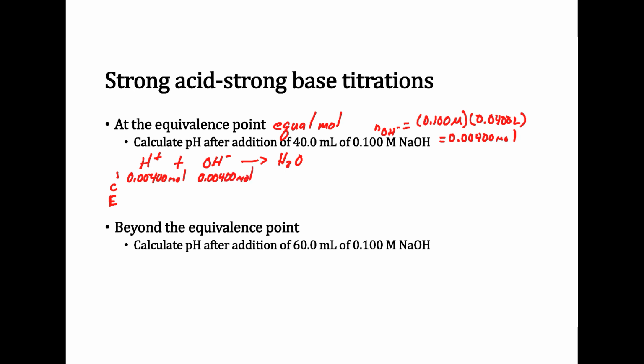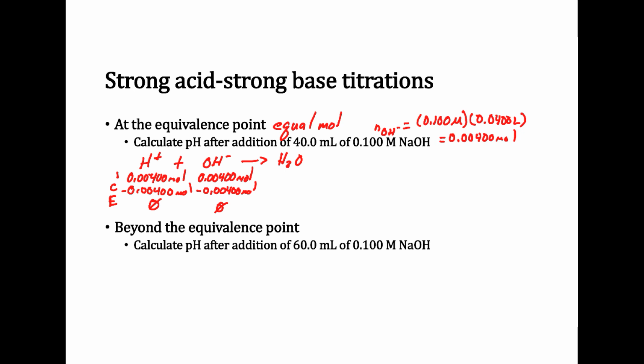So again, I told you that you would subtract off the smaller molar amount. Well, here it's the same, so it doesn't matter which one you subtract off. So whenever you subtract off 0.00400 moles from both species, you'll be left with 0.